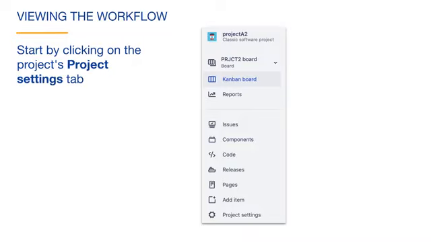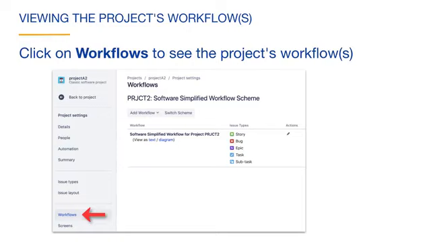To view the workflow or workflows related to the project, navigate to the project and click on the Project Settings tab in the sidebar. The scope of this Settings tab is this project only. Click on Workflows to see the project's workflows. Here we can see that there is a single workflow for this project. This workflow was created by Jira when you created the project. Click on the diagram link to view the workflow as a diagram.